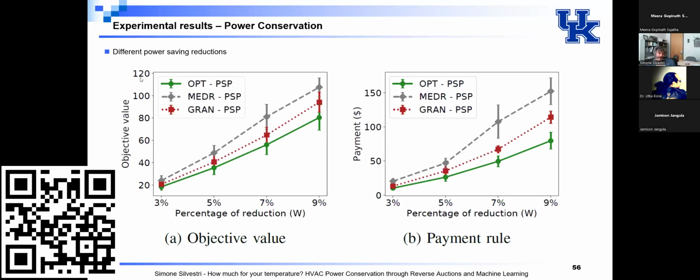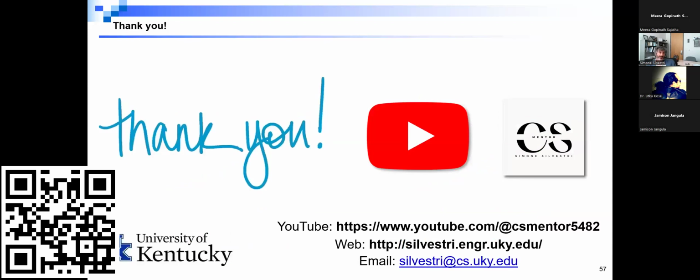Here you have again the objective value and the payment, and you can tell that both of them increase. Again, the green line is the optimum for both of them. The red line is our heuristic, and the gray line is the comparison approach. In both cases, we do much better, and we are able to save a significant amount of money for the system operator.